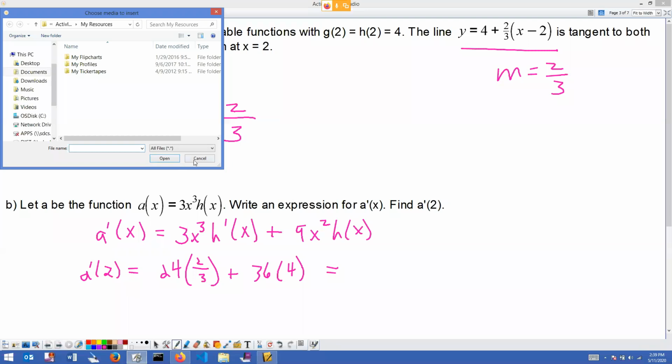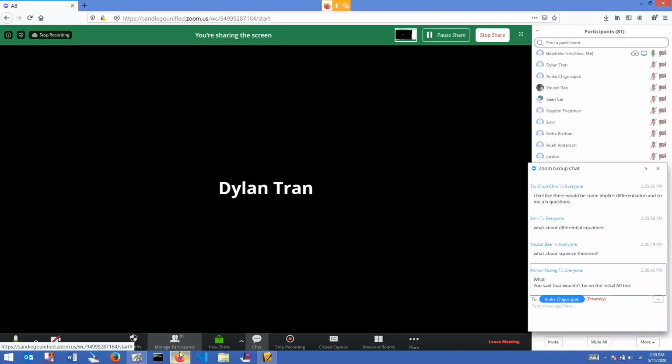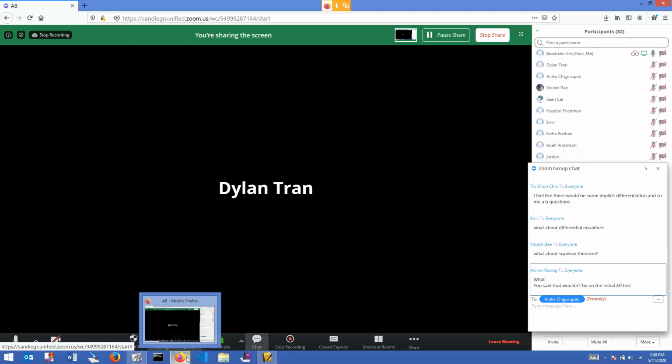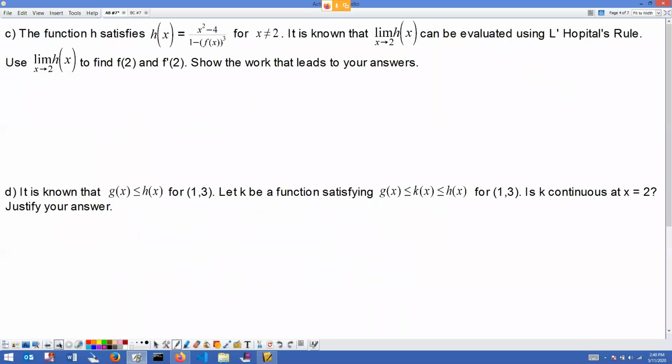I don't know why it's doing that. Any issues with part B there? Everybody okay on part B? All right. Let's take a look at part C.